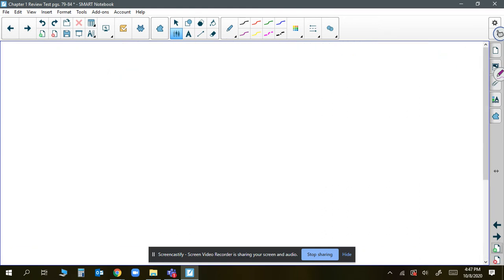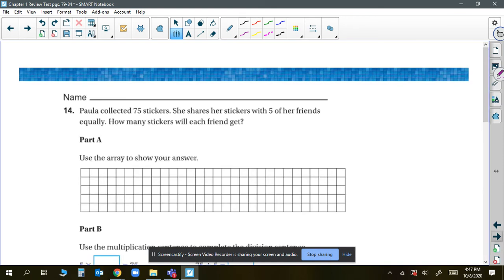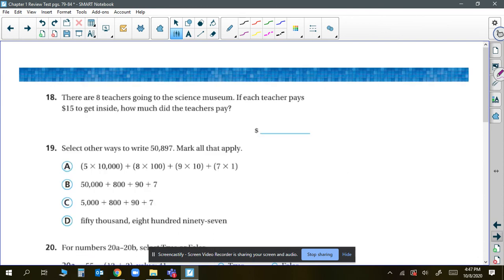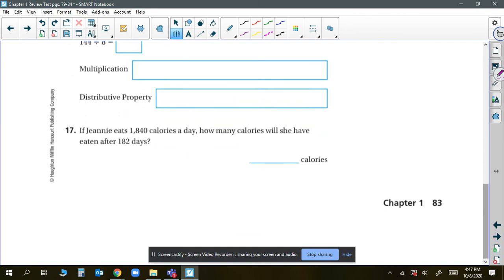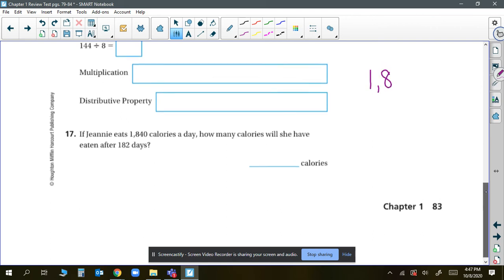Okay? We're missing a page here. I don't know where it got to. There it is. Okay, we're going to actually skip 14, 15, and 16. You know what, let me go back, because there is one at the very bottom here we're going to do. We're going to look at number 17. Jeannie eats 1,840 calories a day. How many calories will she have eaten after 182 days? So this is a big problem. I'm going to start up here so I have enough room.